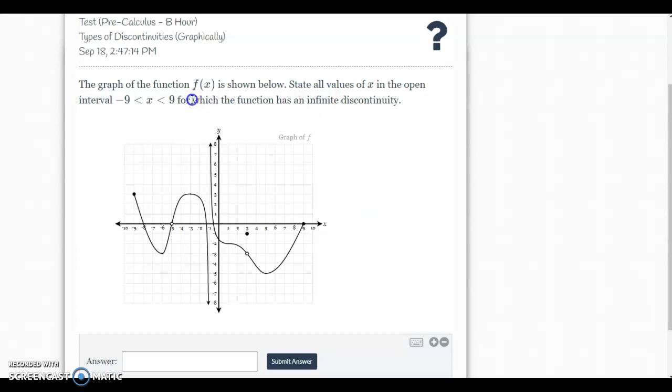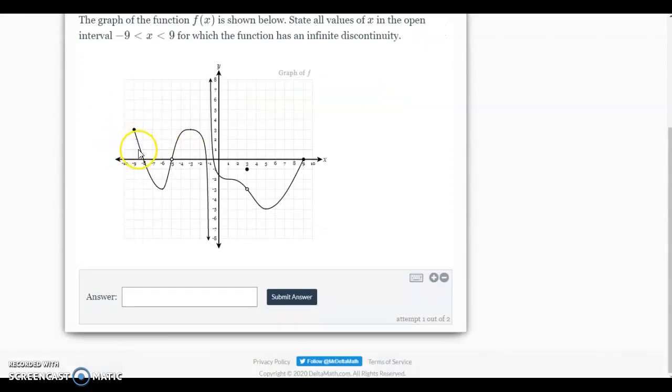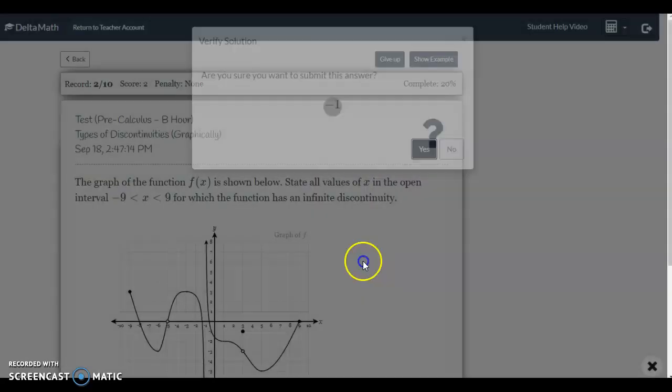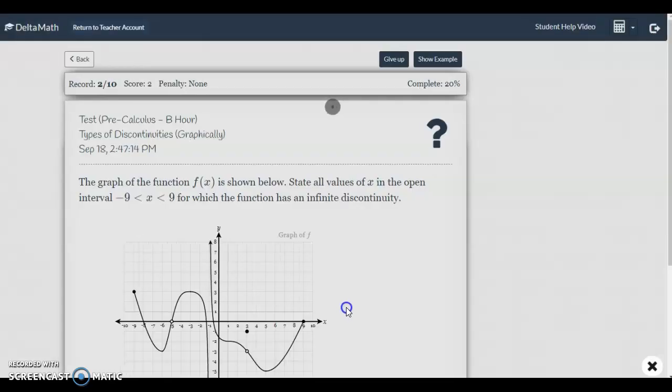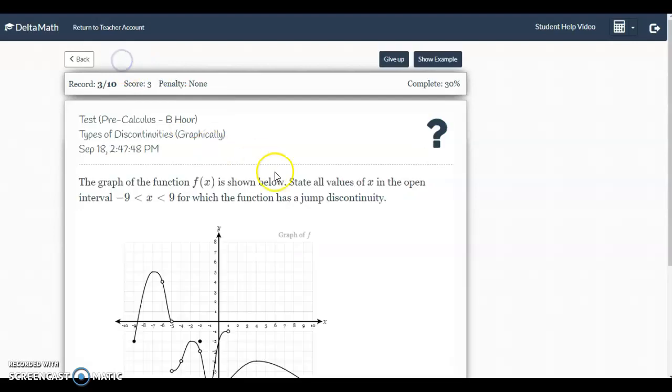So this one says, for which the function is an infinite discontinuity. So this time we're only looking for where your graph has an asymptote. So nothing, nothing, nothing. There's a removable, there's a hole. All right, nothing, nothing. Okay, here's an infinite discontinuity because I have an asymptote right there. So I would say -1. And then we just keep going. There's another removable, but no asymptotes there. There we go. All right, let's see if we need to do one more.